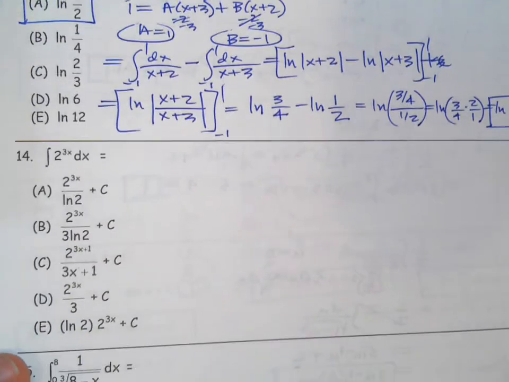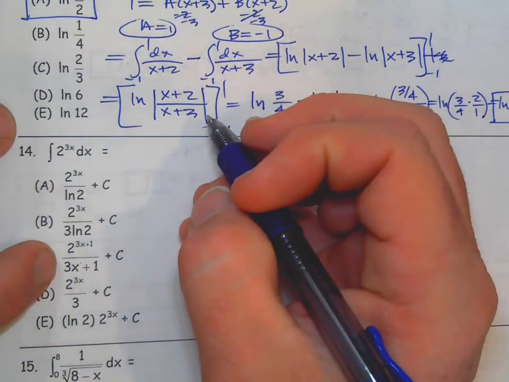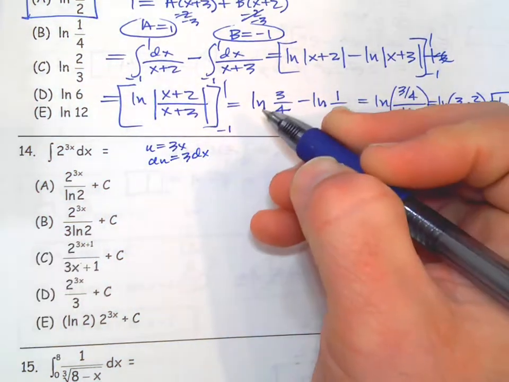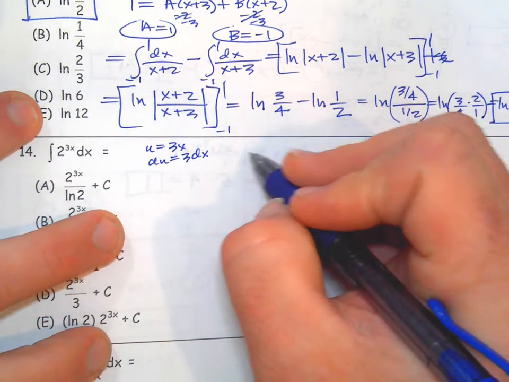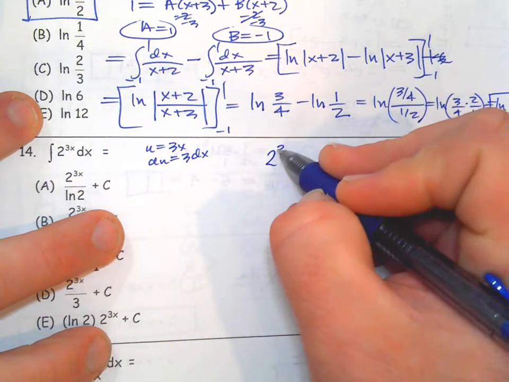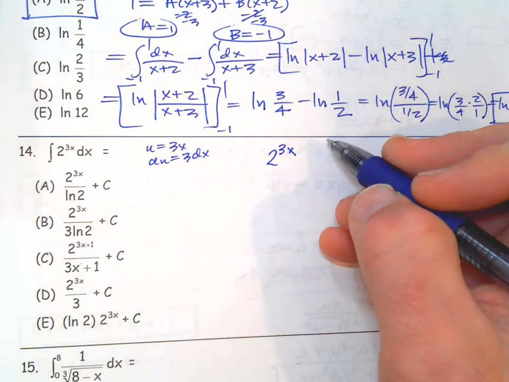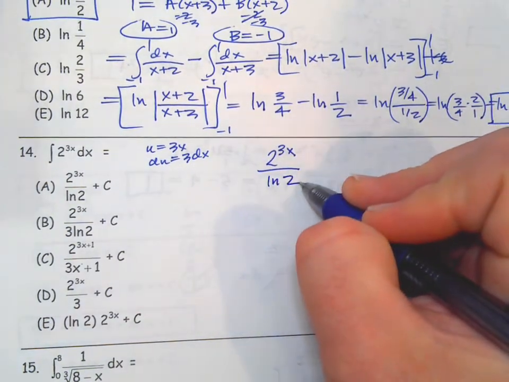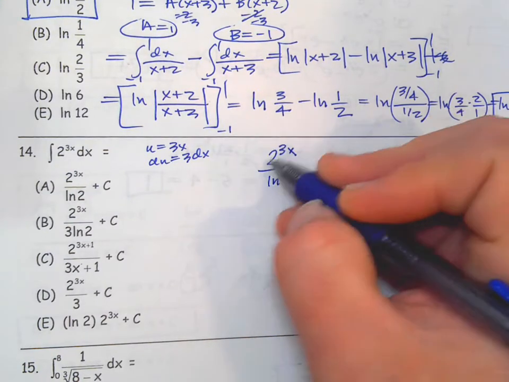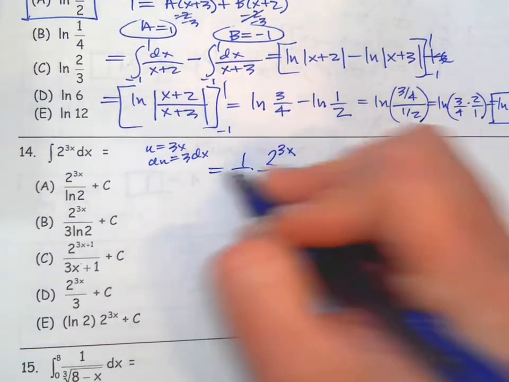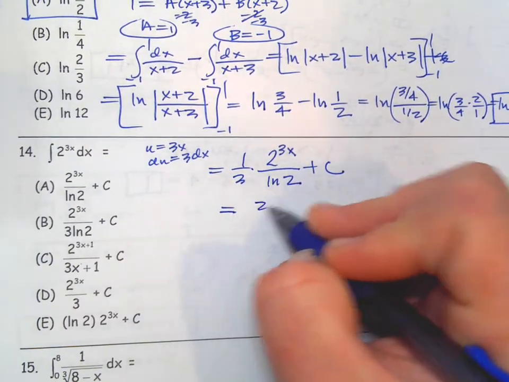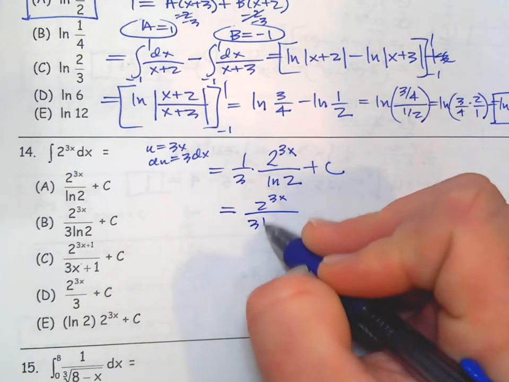All right, 14. Could we do u-substitution? I don't know if we really have to. This is an exponential. So what's the antiderivative of an exponential? It's itself divided by the natural log of the base. But also this 3 is going to pop out, so we need an extra 1/3 plus c. So I think that's the answer we're looking for. 2 to the 3x over 3 natural log of 2 plus c.